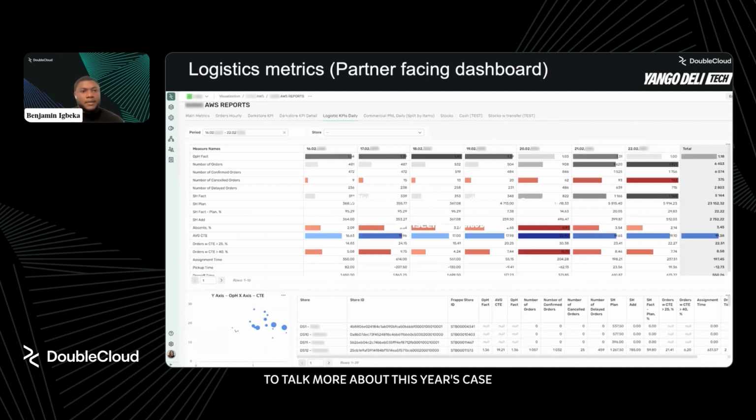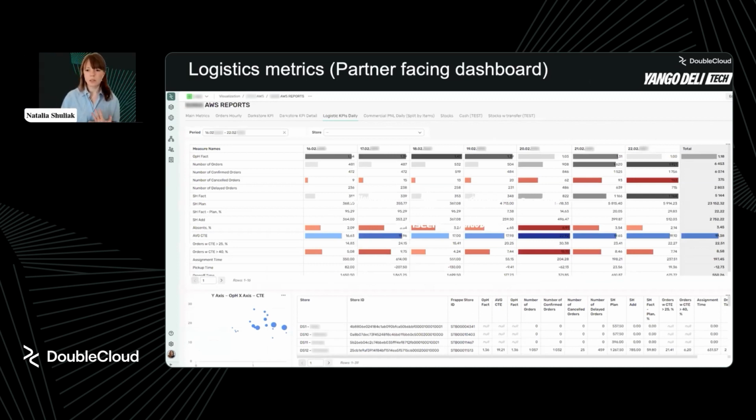We talk more about this use case as well, and the different visualization options within the visualization tool in DoubleCloud. Yeah, that's a good question.